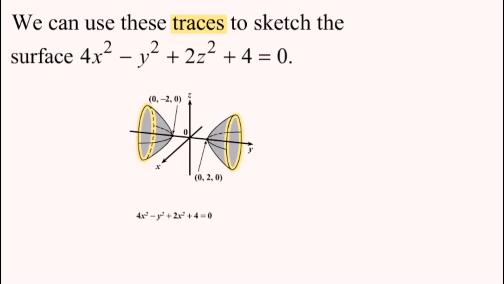And you can see that what we have here is a hyperboloid of two sheets. Its equation is 4x squared minus y squared plus 2z squared plus 4 equals 0. That's in standard form. And let's just shade that in so you can get a better look at it.